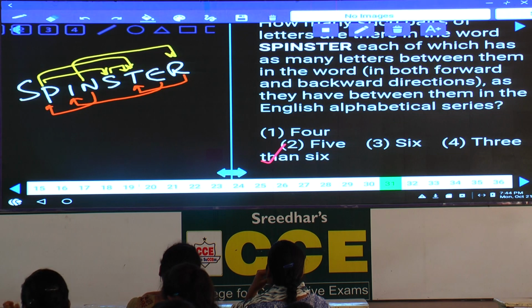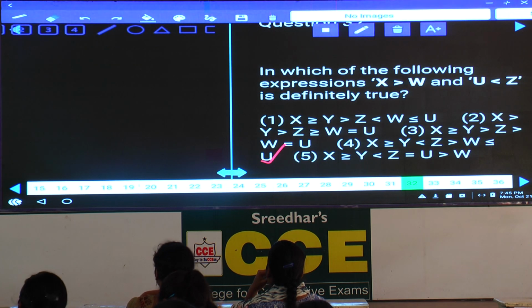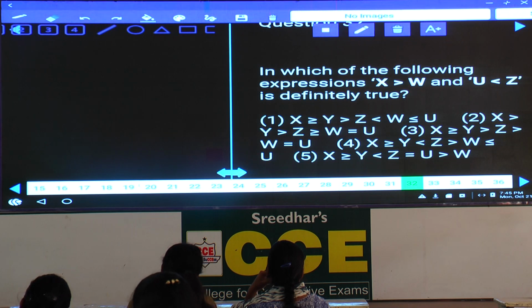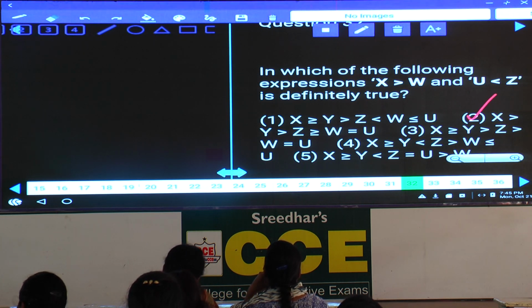Then question number 32. Now in this 32, it is based on coded inequalities. The conclusions are: x greater than w, and u lesser than z, definitely true. Now in the first one, the relation between x and w, if you observe here, there are 2 opposite symbols. And in the second one, x greater than w is true. Now the relation between z and u, z greater than u, u lesser than z. Hence conclusion 2 is definitely true.